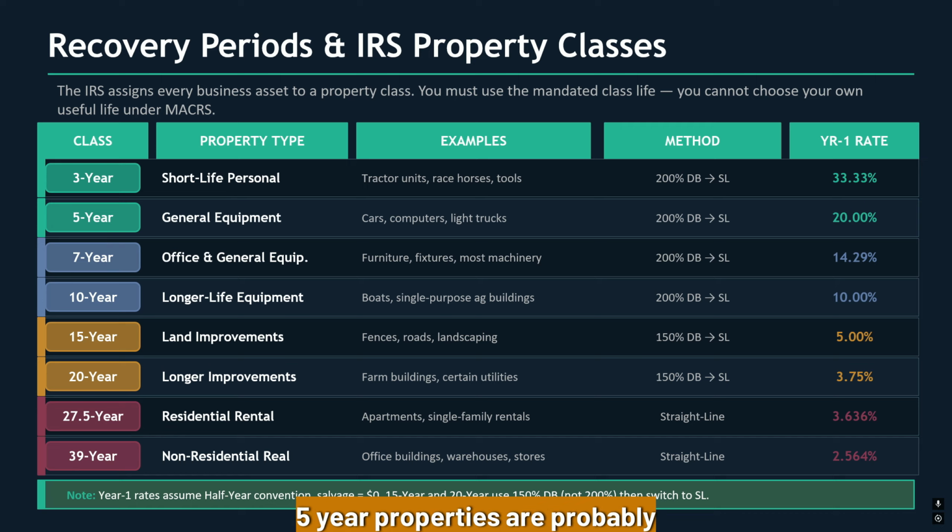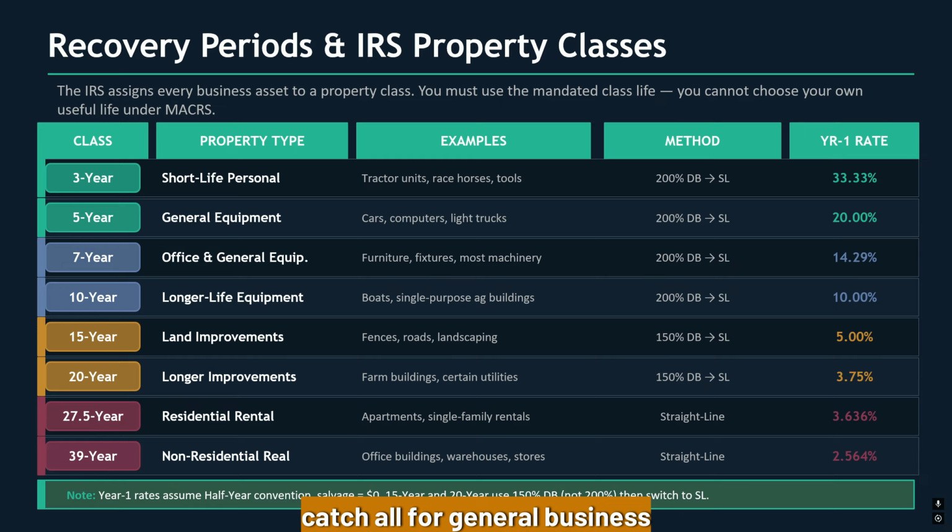5-year property is probably the most common class in modern business. Computers, laptops, cars, light trucks, and copiers all fall here. The year 1 rate is 20%. Note that the actual recovery spans 6 calendar years, not 5, because of the half-year convention we will discuss in a moment.